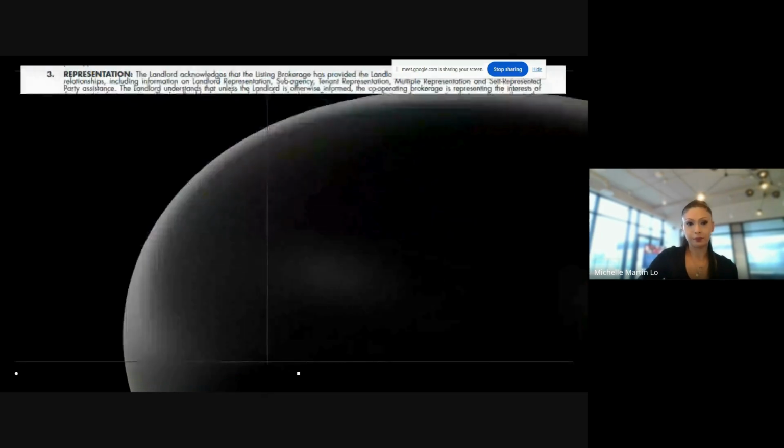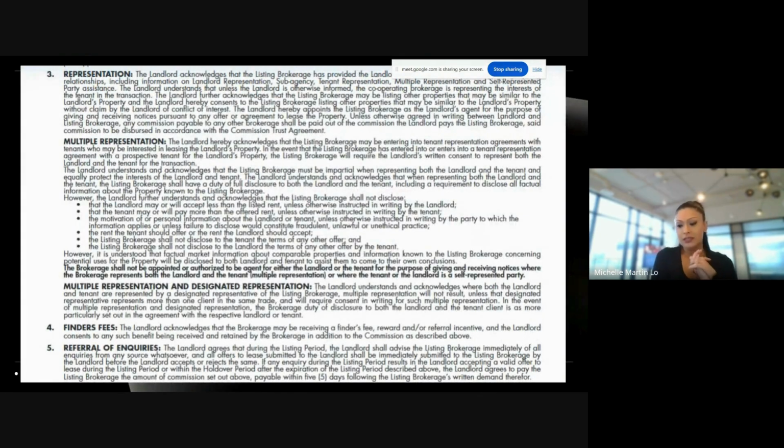Okay. Representation means they can either be your client, customer, or multiple rep. You come into multiple rep on this section over here. Multiple rep is pretty much knowing and understanding what it means to be in a multiple representation situation. I truly don't like to be in a multiple representation. Some people may disagree, and that's okay.